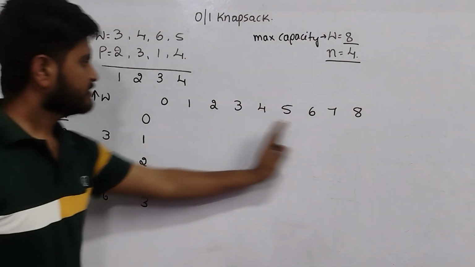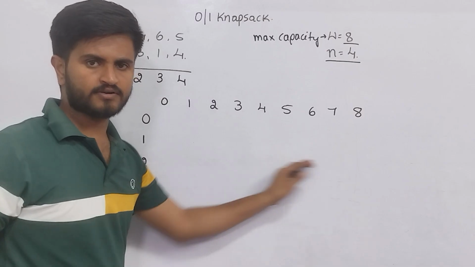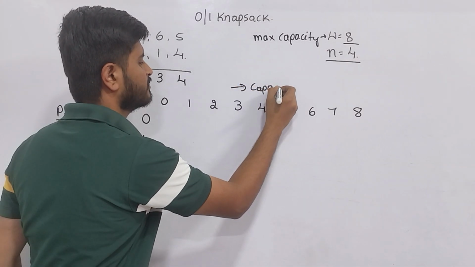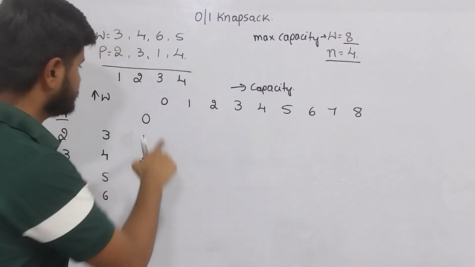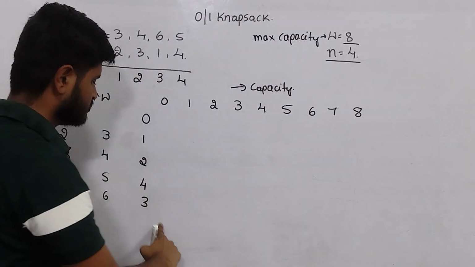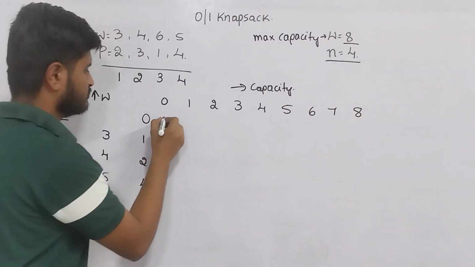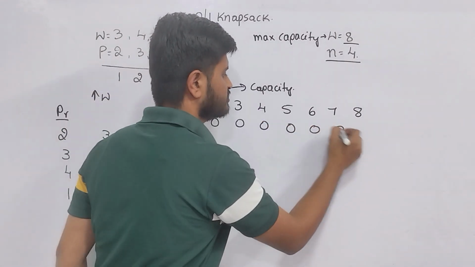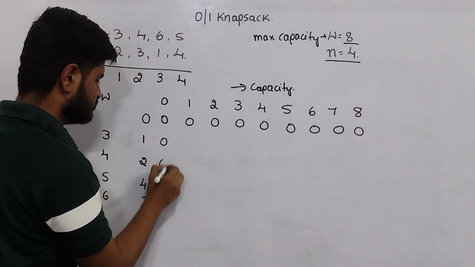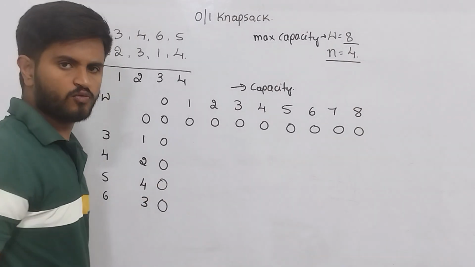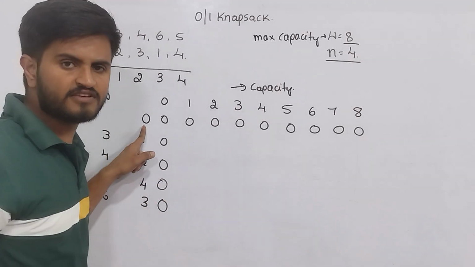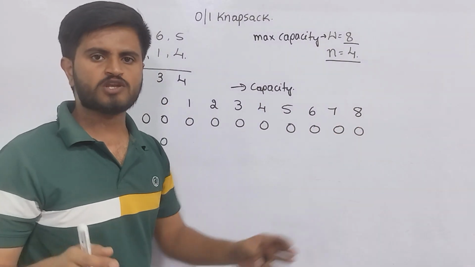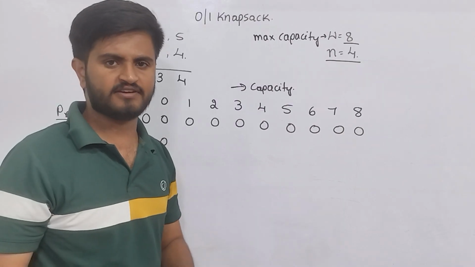Now let's start filling the 0-1 knapsack table. This side is the capacity. In the 0th row and the 0th column, all the values will be 0: 0, 0, 0, 0, 0, 0, 0, 0. Here also 0, 0, 0, 0. Why did I write 0? Because I have 0 items, that is, I have no item. Whatever the capacity may be, I have not placed any item in those capacity boxes.